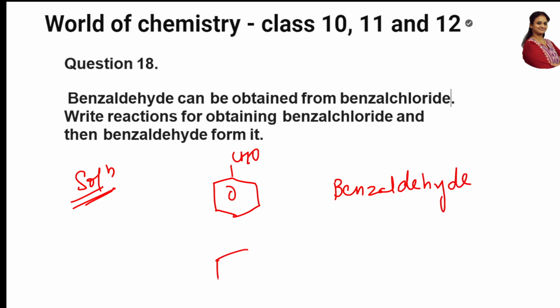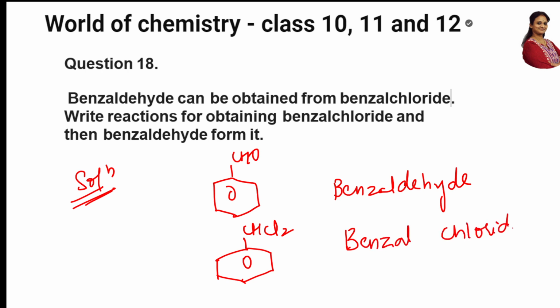What is benzyl chloride? The benzene ring is there, along with a CHCl2. This is benzyl chloride. And why are we writing this first? Because in the board exam, even if you don't remember the complete reaction, if you write this to some extent, you'll be getting at least half a mark. Okay, students?